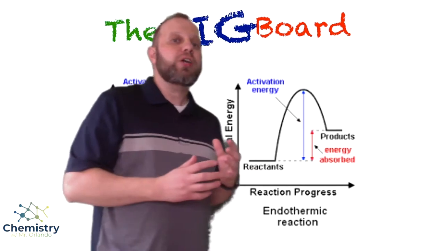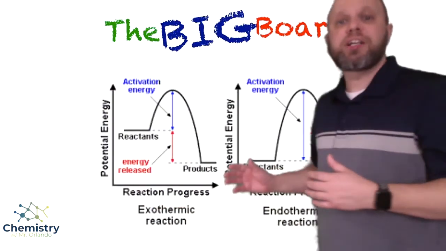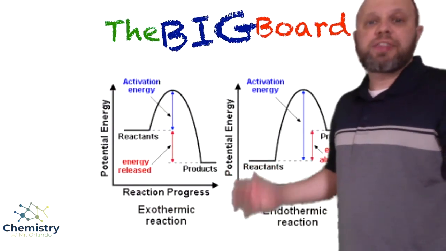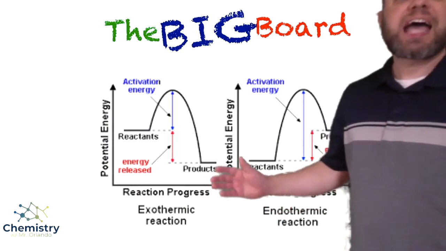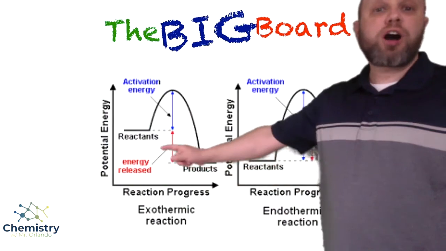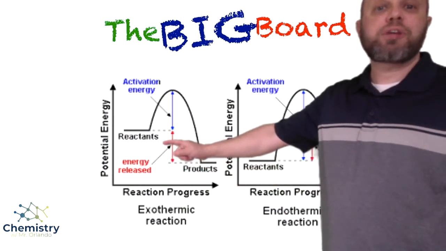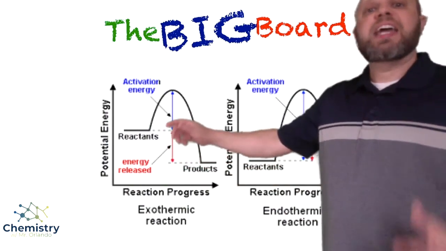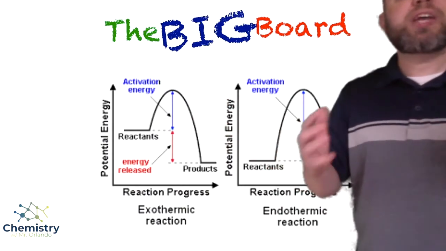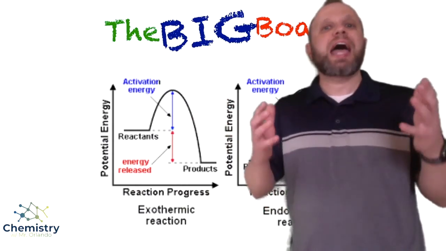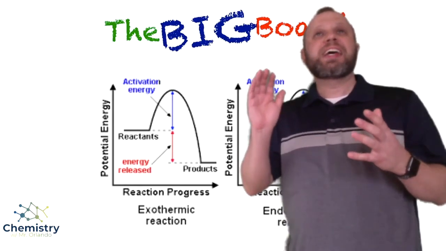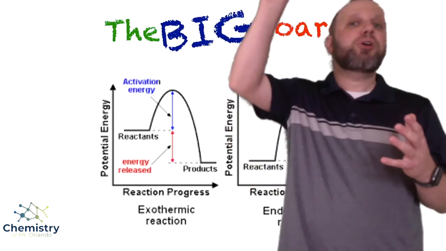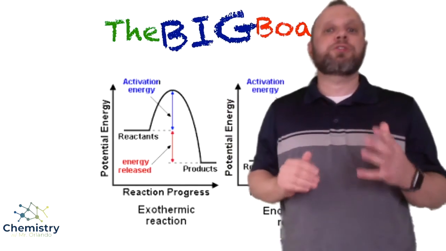So let's take a look at our first one over here on the left. So if you look, this is our exothermic reaction. And if you look at the actual graph, we start off with our reactants. They have a certain amount of energy. Then, in order to get the reaction going, we have to put in something called activation energy. It's like the lift hill on a roller coaster. It's the amount of energy you need to put in order to get this reaction started.